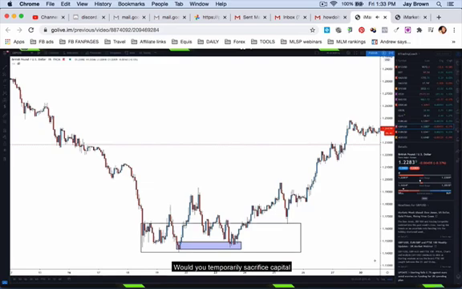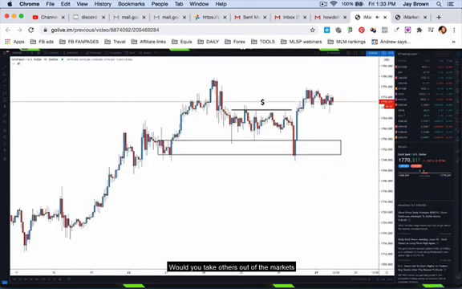Would you temporarily sacrifice capital, knowing that you could just sit in drawdown, waiting patiently until the market eventually comes back to get you out at break even so that the remainder of your position can float into profit? Would you take others out of the markets, collecting their orders before the true move happens?